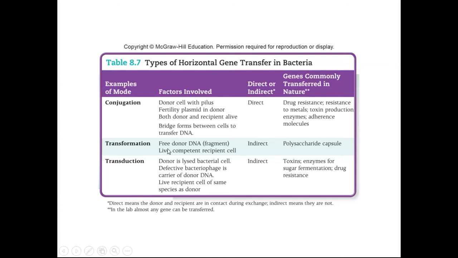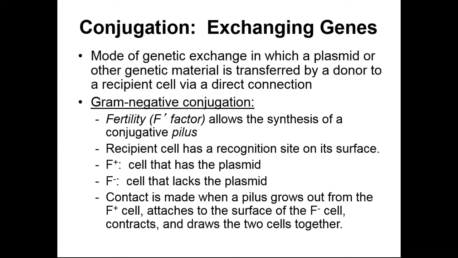So, in mode one, conjugation, we have direct linkage between the cells. We need to have that sex pilus form, so to speak. During mode number two, transformation, cell A, the donor cell, will exocytose, or squirt out, its piece of DNA, and then cell B will randomly find the piece of DNA and suck it up and incorporate it. And then during the third method, transduction, we have a virus transmitting the information from the donor to the recipient cell.